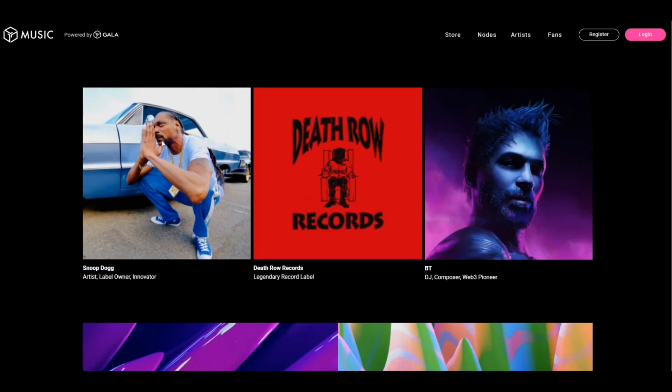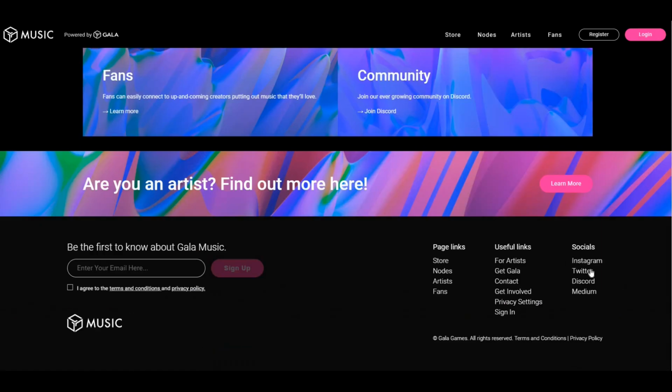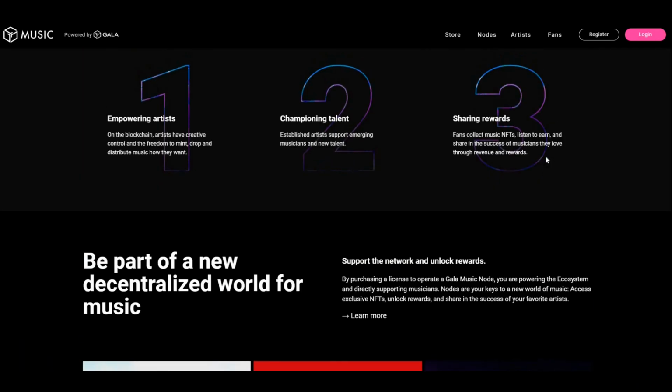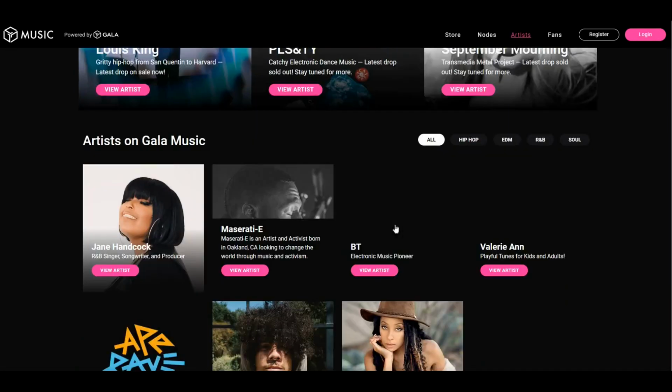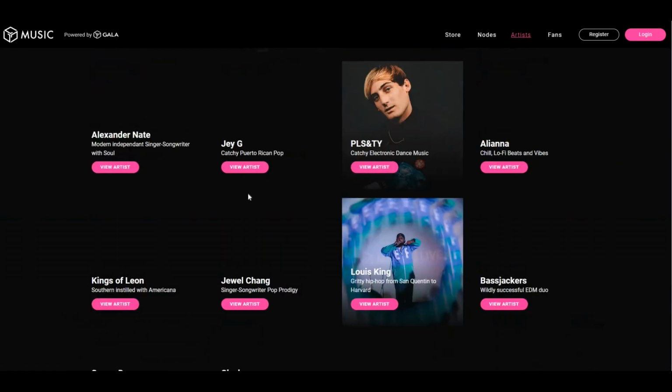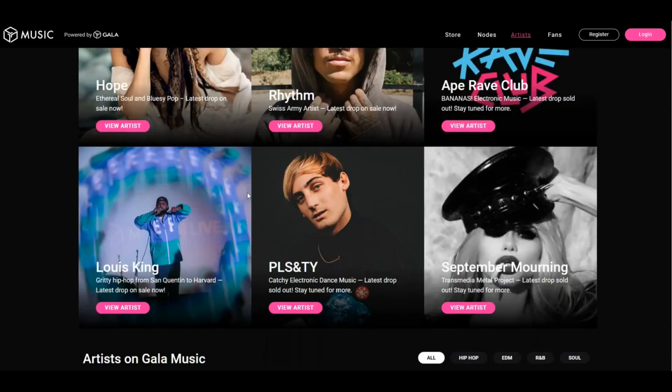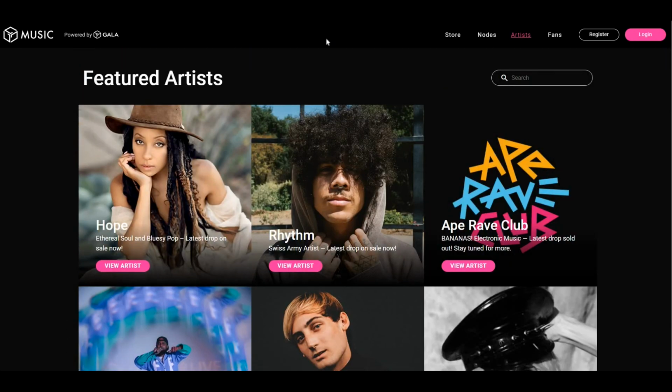Snoop Dogg, pretty much leading the way from the music perspective. Death Row Records, it looks like the label is on Gala Music, and there were also some old school hip hop artists that were on Gala. So just see if we can find them here. Can't see them here, but it's like Snoop Dogg, Ice Cube, E40, Too Short, and that was just huge. When I saw that, I was like, yeah, that's pretty dope.